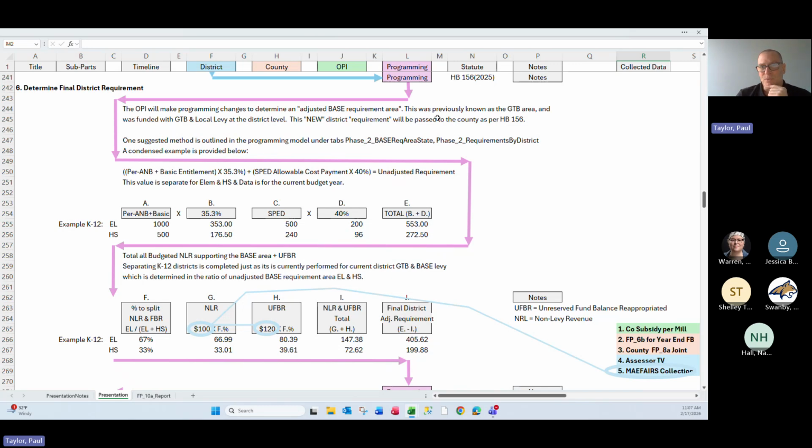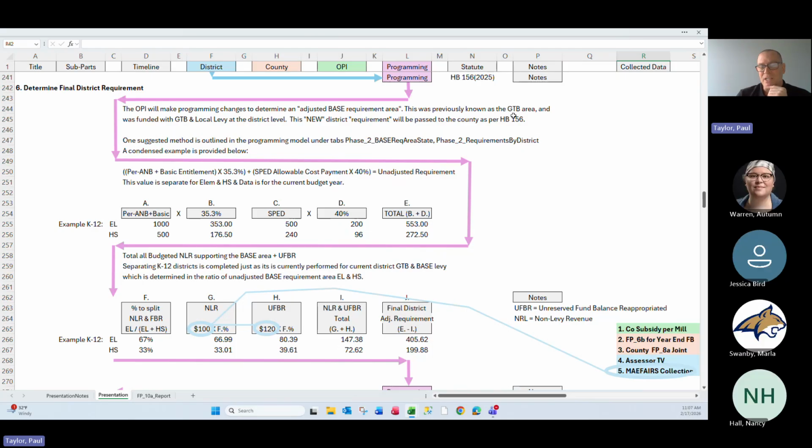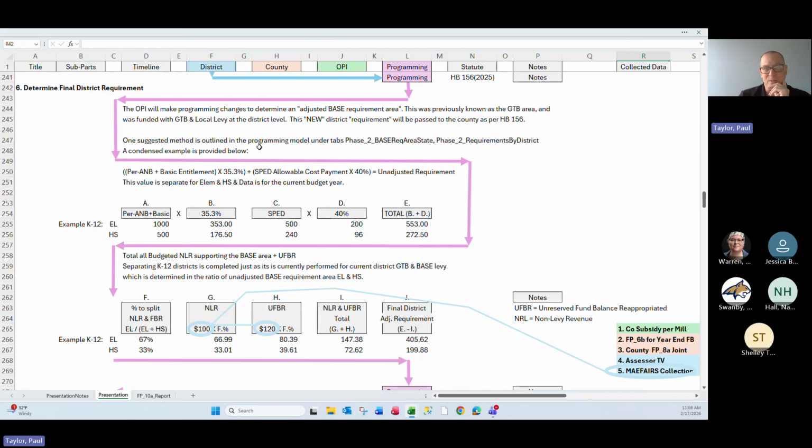It says this was previously known as the GTB area and was funded with GTB and local levies at the district level. We got rid of GTB at the local level, so it's going to the county now instead. So the new district requirement is the amount that's going to be passed to the county to have the county total them all up and possibly write that amount to property tax bills, but we'll go into that detail in a few minutes. Here's the suggested method that's going to help the programmers, I'm hopeful.